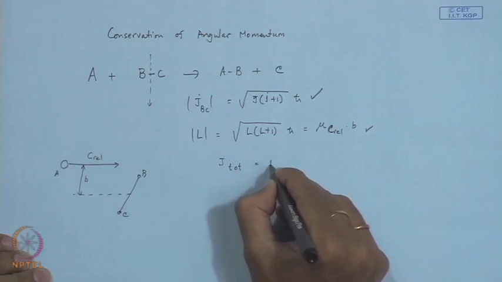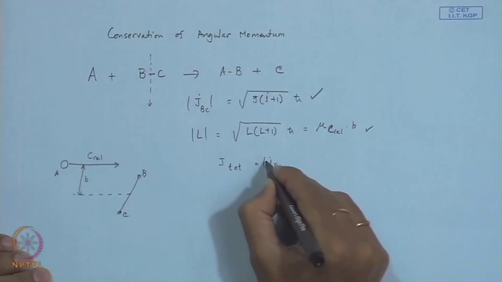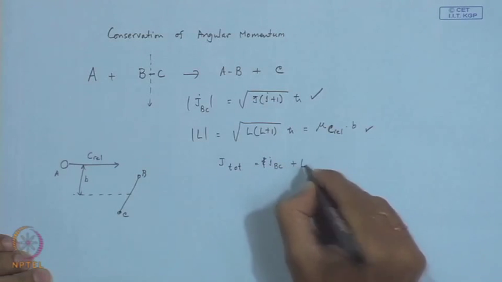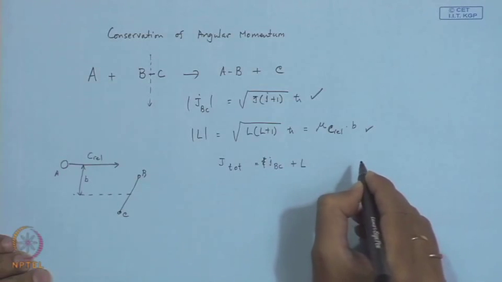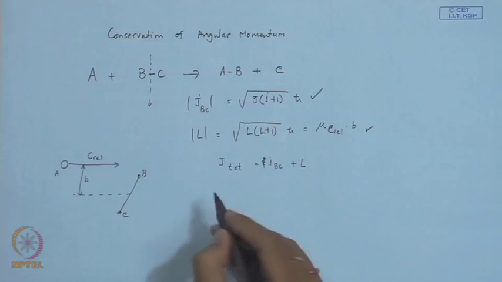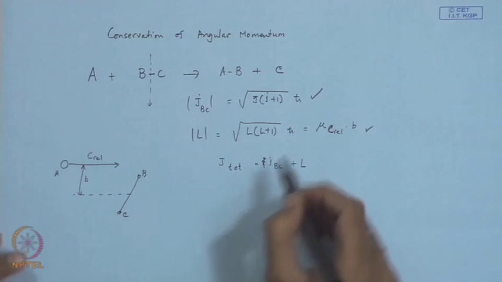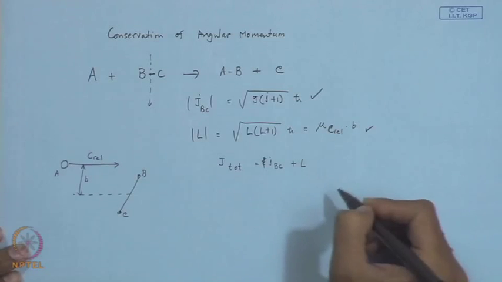Okay. So, total angular momentum is given by J total is equal to J B C plus L. Okay. So, this way orbital angular momentum and total angular momentum can be used, and your rotational angular momentum can be used over here.